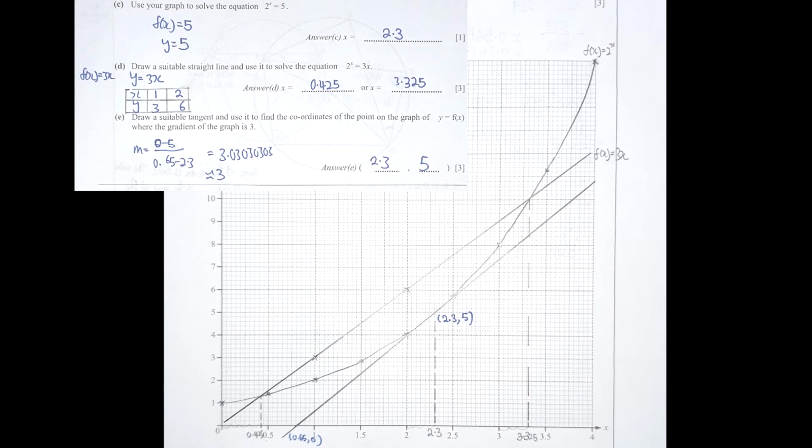As for the last part, question E, draw down a point where it will form a gradient of 3. So I just roughly estimate, plotted it down and ran the manual calculation. So my gradient turned out to be 3.03030303. So at this particular result, the coordinates of it will actually be 2.3 and 5.